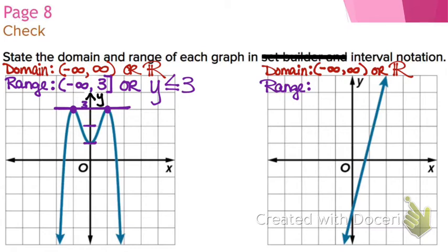For range, I want to look which way? Up and down. Let's start with down. Is there an arrow that points even a little bit down? Even a little bit up? So what is my range? Negative infinity to positive infinity. Or I could say that as all real numbers. Beautiful.